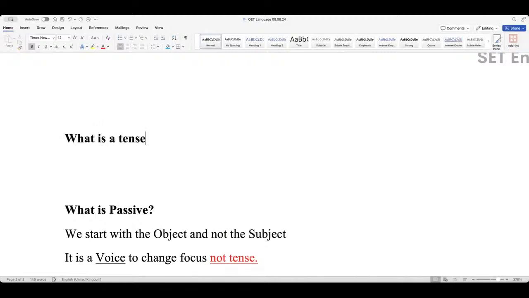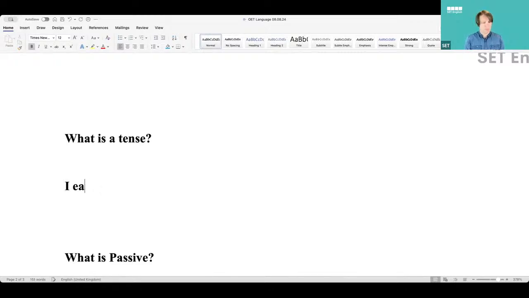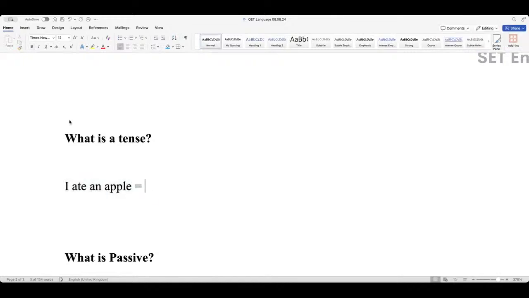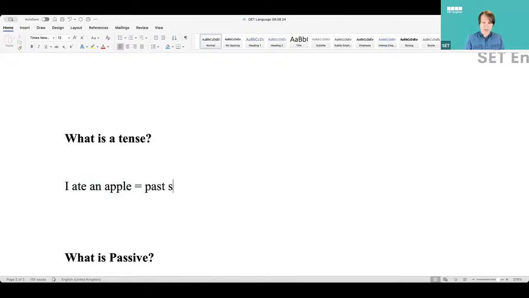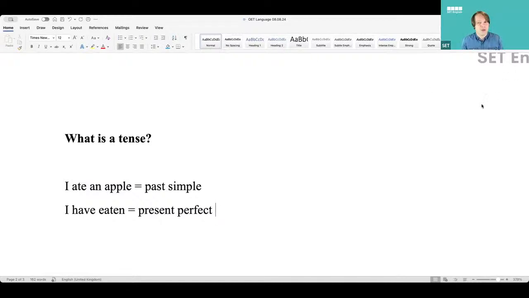Let's have some examples. I eat. Let's say I ate an apple. What tense is that, guys? Past tense, past simple. Call that one past simple tense. What if I say I have eaten an apple? What tense is this? Present perfect. So Carmen, this is what a tense is. You know it already, I think. Make sense?